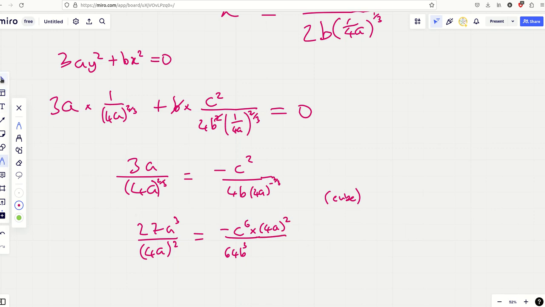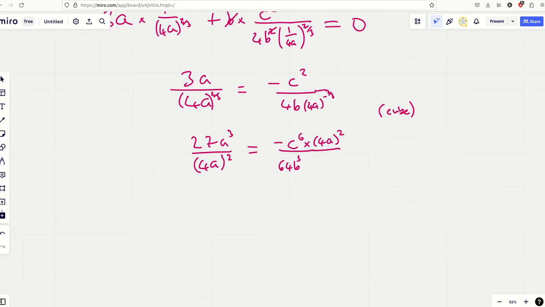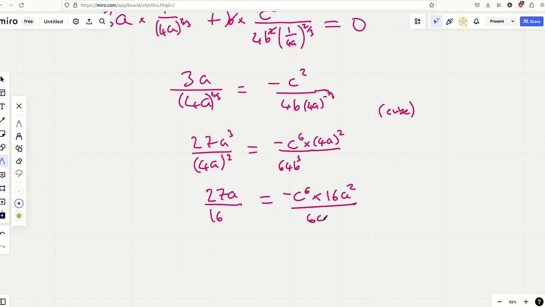Okay, so what have we got here? Right, well, let's get rid of some of those 4s. Can you see, firstly, the a's over here, we're going to be left with 27a over 16. And here, with that 16 and the a squared, you're going to end up with minus c to the 6 times 16a squared over 64b cubed. I'm trying to cancel as much as I can because it's a little bit annoying, this question. 16 over 64, you get a 4 there. You're going to times the 16 over, so this is going to be times by 4 times the b cubed over here.